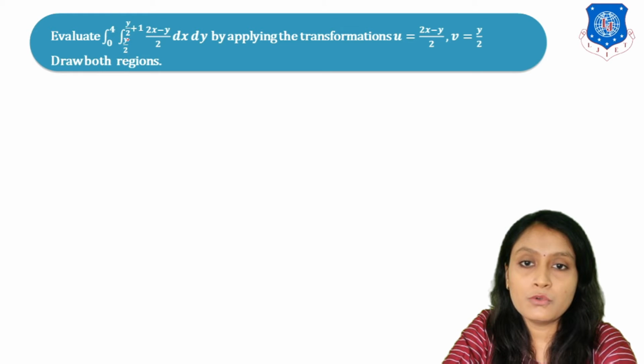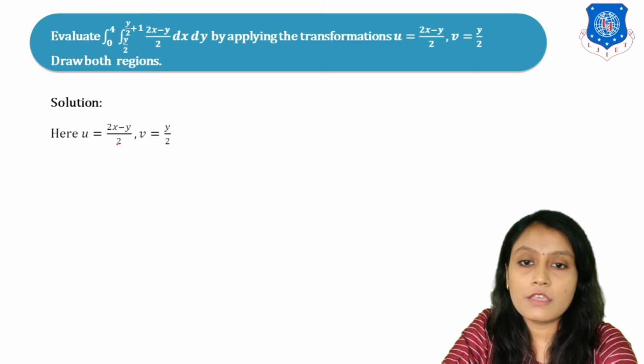Evaluate the integration from 0 to 4, from x = y/2 to y/2 + 1, of (2x - y)/2 dx dy by applying the transformation u = (2x - y)/2, v = y/2, and we have to draw both the regions. Okay, so let's begin with the solution.